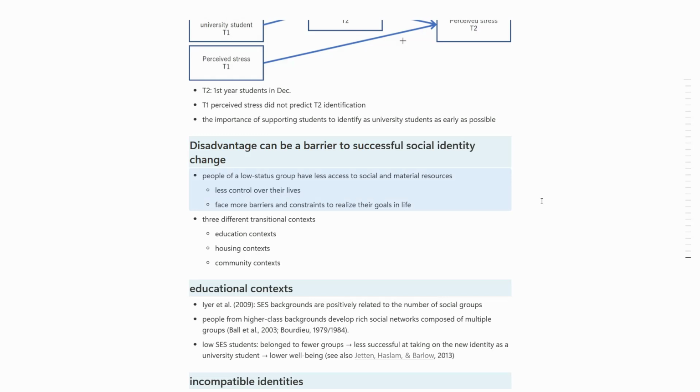People in low status groups have less access to social and material resources, and they tend to feel less control over their lives, and they face more barriers and constraints to realize their goals in life. Because of the differences in resources and access to those resources, lower status people tend to have more difficulties in life transitions. There are three different transitional contexts: education context, housing context, and the community context. In these transitions, lower status people tend to have more difficulties, and such difficulties would translate into poor health.